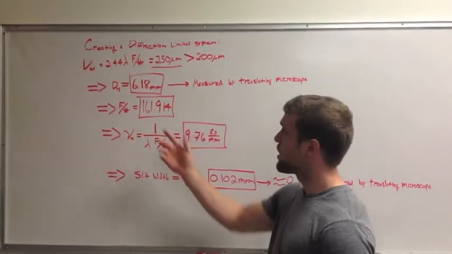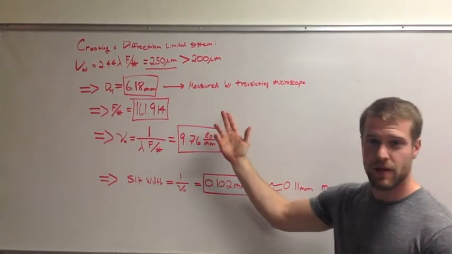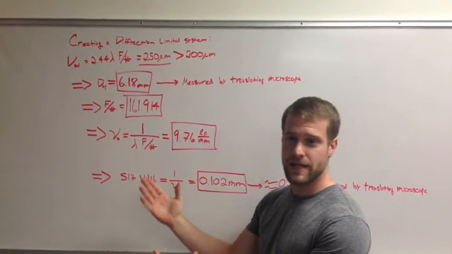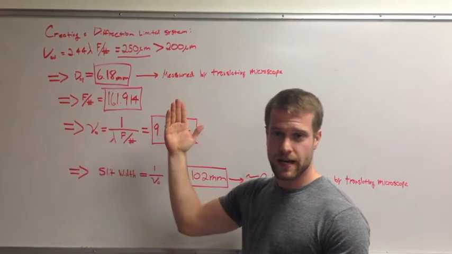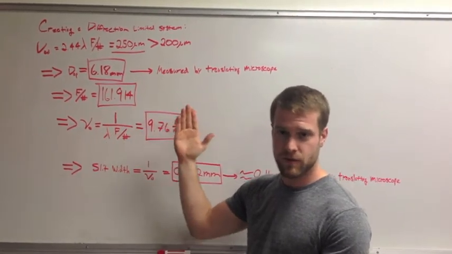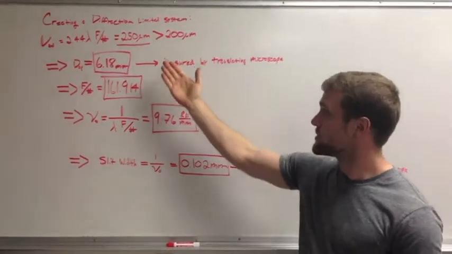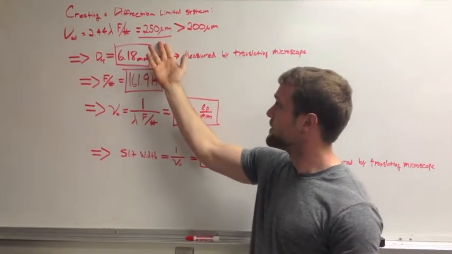For the last part of the lab, we wanted to create a diffraction limited system, and we did this by isolating the Airy disk pattern from the incident beam. What was recommended for us was to have at least an Airy disk pattern radius of 200 microns, and we wanted to play it safe, and so we made that Airy disk radius 250 microns.